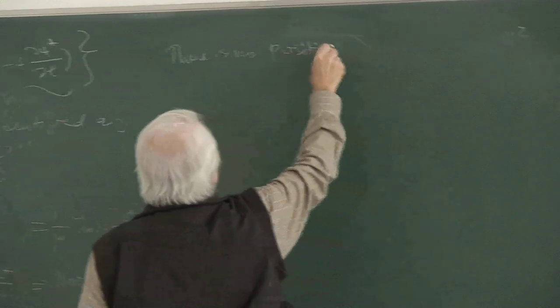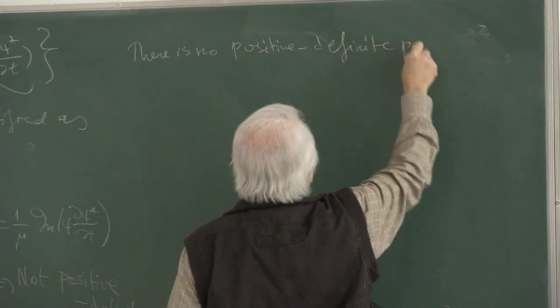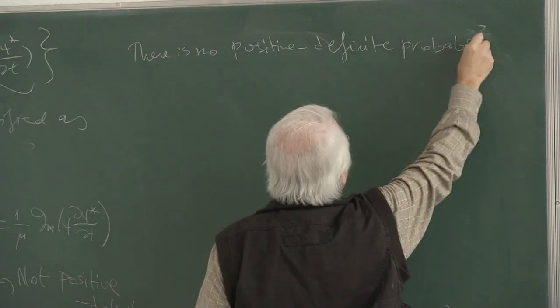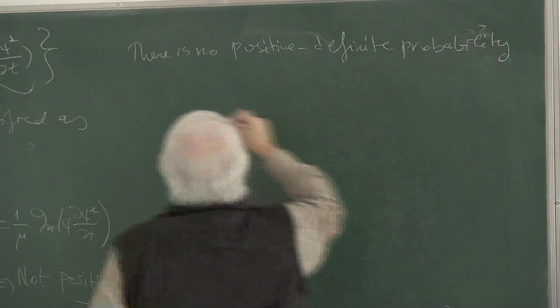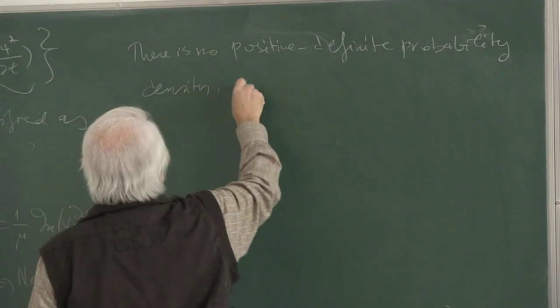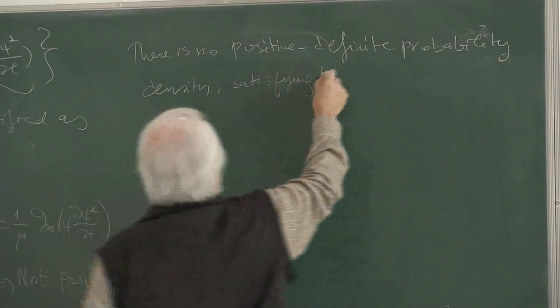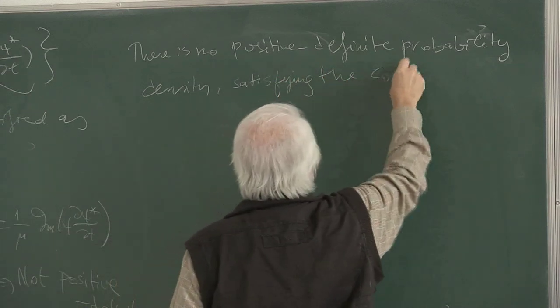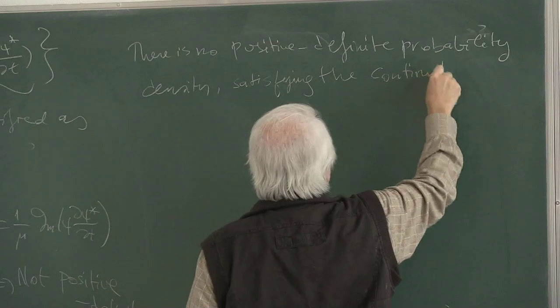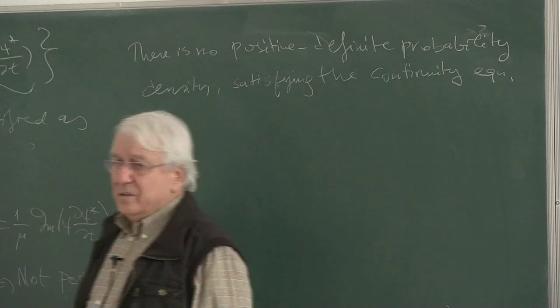There is no positive definite probability density satisfying the continuity equation. So this is not the correct equation.